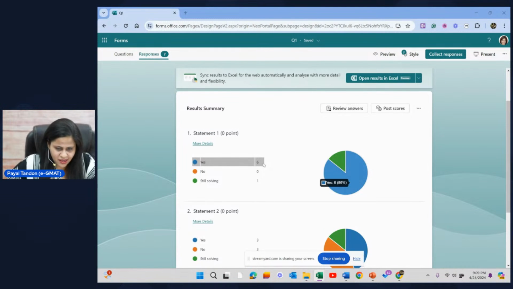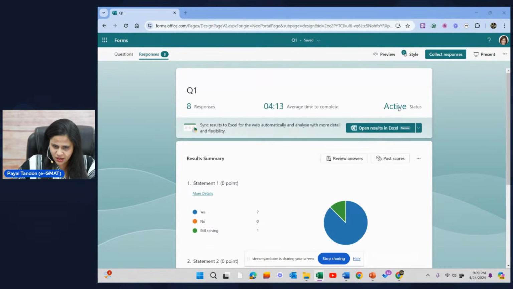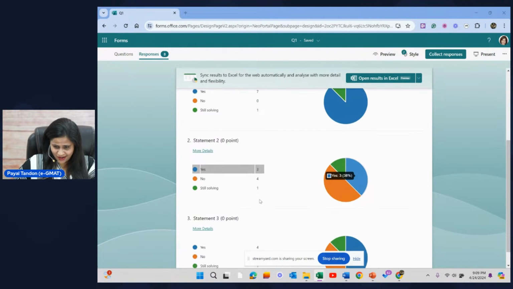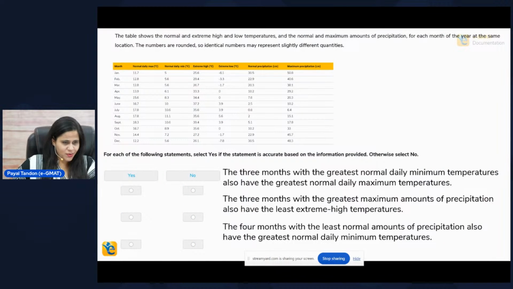The correct answer is yes. So statement 1, everybody has gotten correct. Statement 2, the correct answer here is no. So 3 of you have gotten it incorrect. And then statement 3, the correct answer is yes. So again, 3 of you have answered this incorrectly. So overall, not a very high accuracy question. And you guys took quite a bit of time.